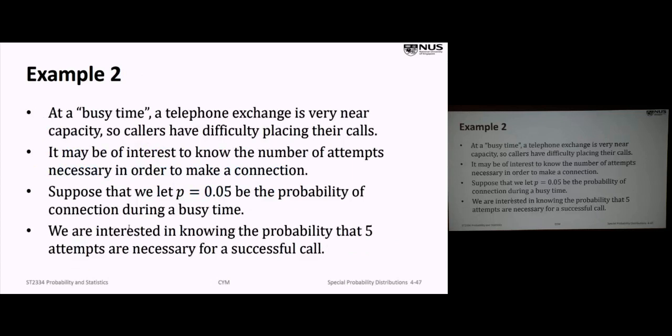Okay, let's take a look at example 2. So example 2 is the following. During a busy time, a telephone exchange is very near capacity, so callers have difficulty placing their calls. It may be of interest to know the number of attempts necessary in order to make a connection. So basically, we suppose the chance of connection during a busy time is 0.05. And we're interested to know the probability that 5 attempts are necessary for a successful call. So again, we are in a negative binomial context. That should be clear.